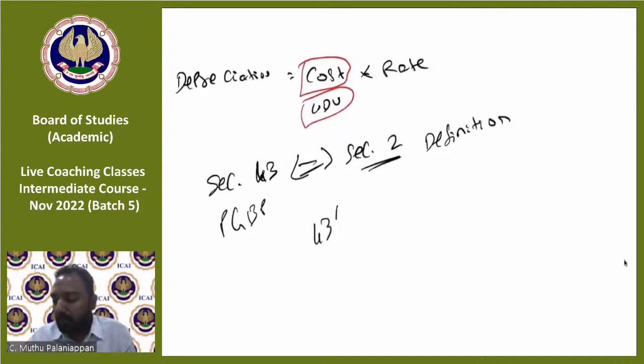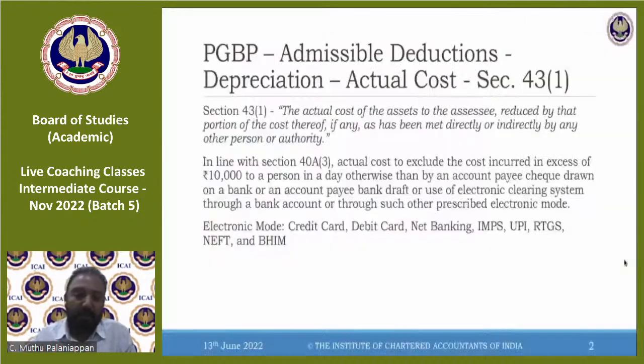So 43(1) provides the definition for cost. What exactly is cost about? I'll just read the definition. It says actual cost of the assets to the assessee. So it says actual cost, which means whatever you have spent to procure, to acquire that asset.